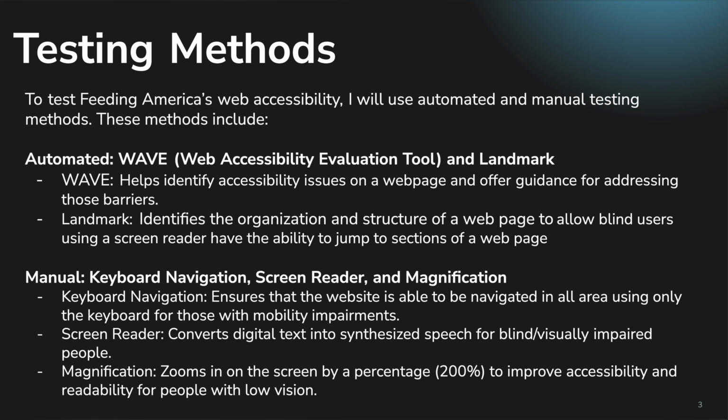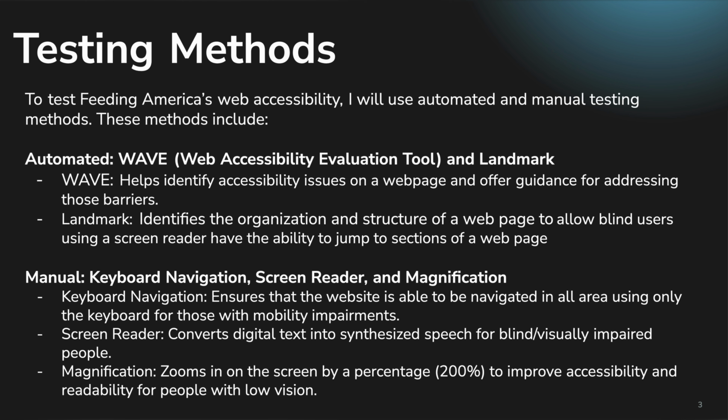To test Feeding America's web accessibility, I will use a mix of automated and manual testing methods. These methods include, for automated, WAVE, which stands for Web Accessibility Evaluation Tool, and Landmark. WAVE helps identify accessibility issues on a web page and offers guidance for addressing those barriers. WAVE provides a variety of feedback, including code errors, contrast errors, and alerts for potential code concerns. They also highlight the positive, including the assistive features that it recognizes, evaluate structural elements, and ARIA elements as well.